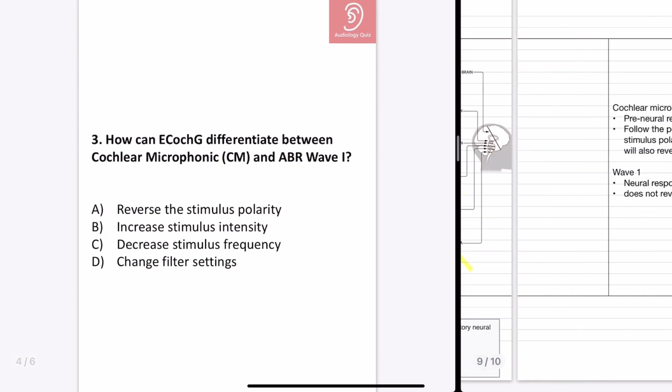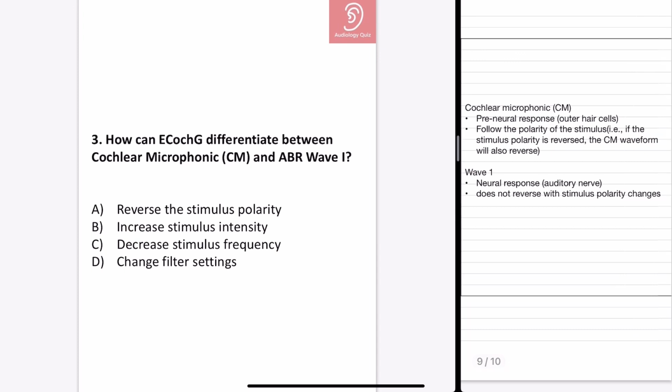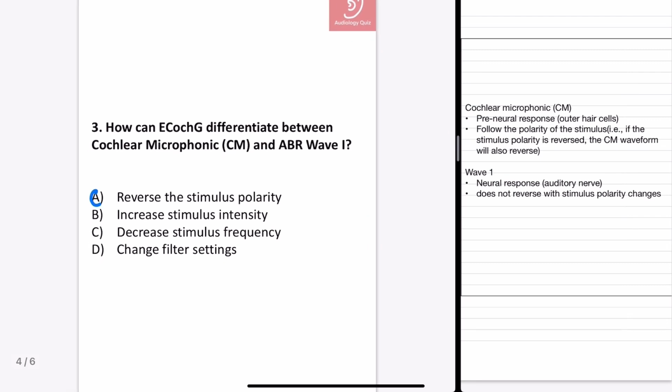Question 3. How can ECochG be used to differentiate between Cochlear Microphonic and ABR Wave I? The correct answer is A. Reversing the stimulus polarity helps distinguish cochlear microphonic from neural responses, because cochlear microphonic follows the phase of the stimulus and cancels out when alternating polarity is used.